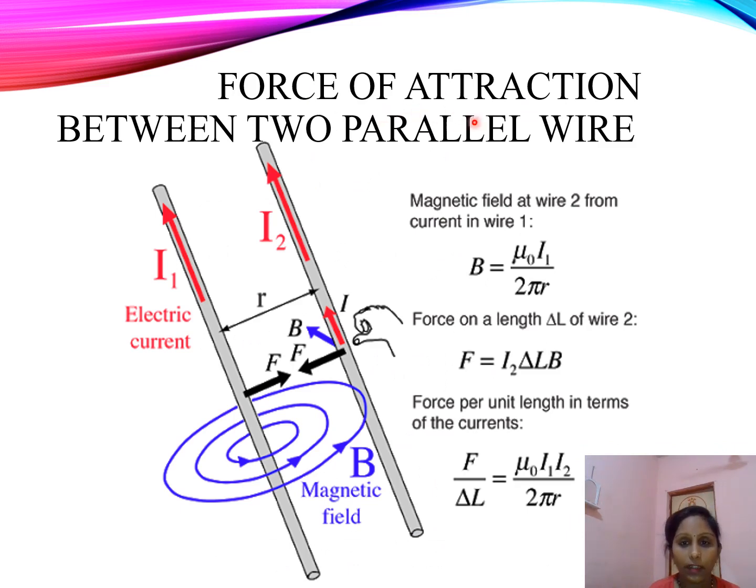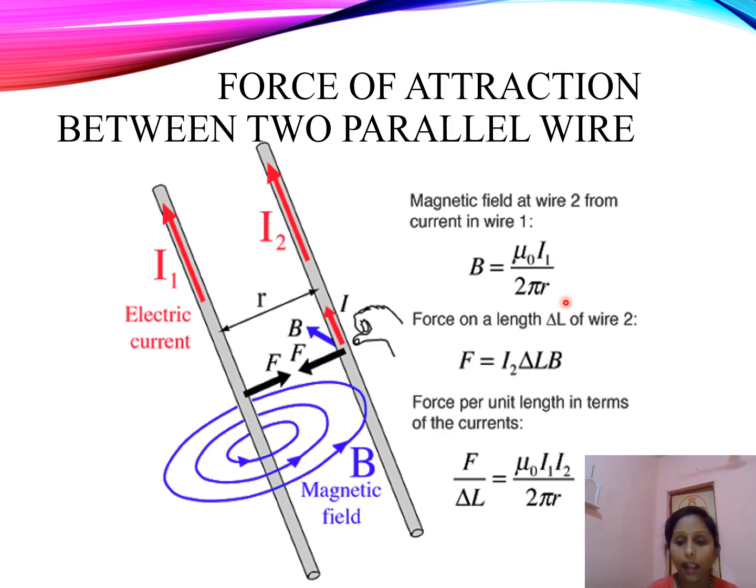Force of attraction between two parallel wires. Two long straight wires are placed parallel to each other. They are separated by a distance r. Let I1, I2 be the current flowing through these two parallel wires. The magnetic field at wire 2 due to the current I1 will be B is equal to mu naught I1 by 2 pi r.